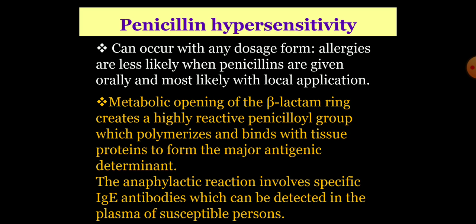A person known to be allergic to one penicillin will usually also be allergic to other penicillins. Partial cross allergy is seen between penicillins and cephalosporins. Cephalosporins and the monobactam, however, carry much less risk. The anaphylactic reactions involve specific IgE antibodies which can be detected in the plasma of susceptible individuals.